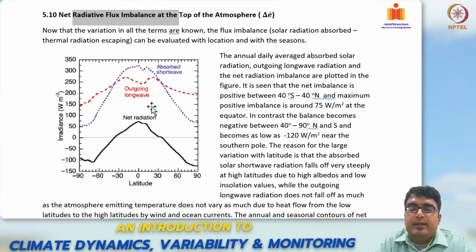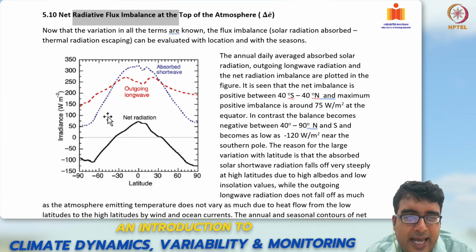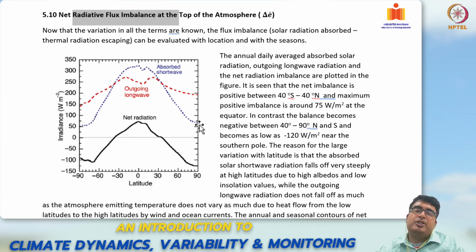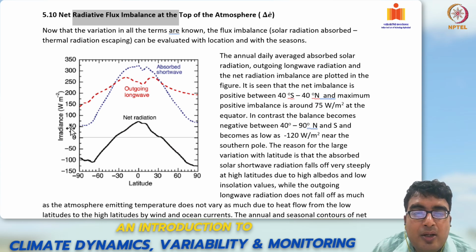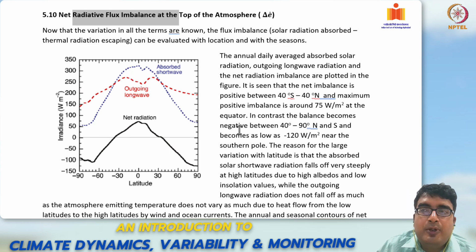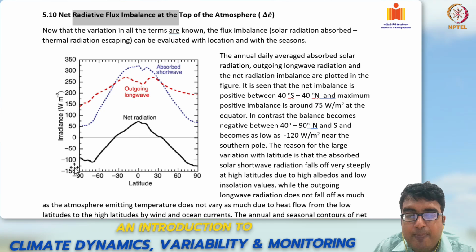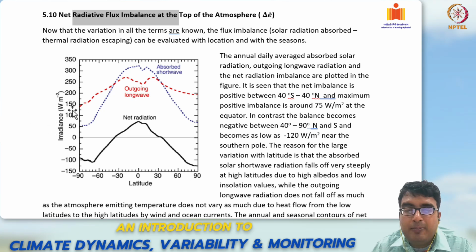So what we do here is we plot the daily average absorbed solar radiation. So this is the absorbed solar shortwave radiation. It's shortwave because the wavelengths are smaller for solar radiation compared to longwave, which is that emitted by Earth. So here we have plotted the absorbed shortwave solar radiation from minus 90 to plus 90 latitude, and the irradiance is watt per meter square.